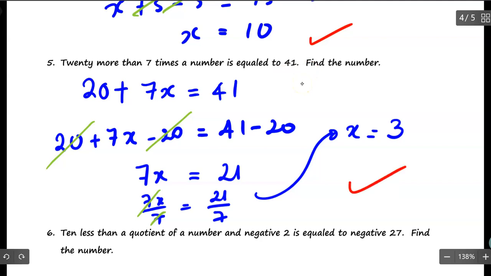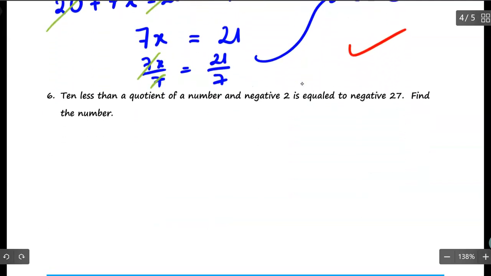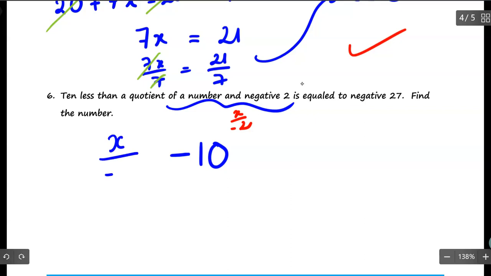Okay, so for number 6, 10 less than a quotient. 10 less than means you have to subtract the 10. A quotient of a number and negative 2. Quotient means you have to divide. So in this case, it's x divided by negative 2. I will take that and put that in here: x divided by negative 2, subtract 10, equal to negative 27.